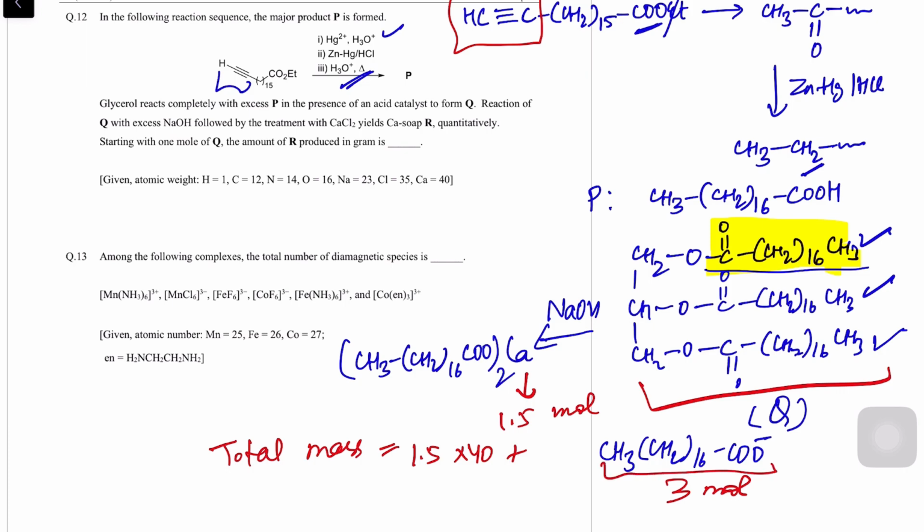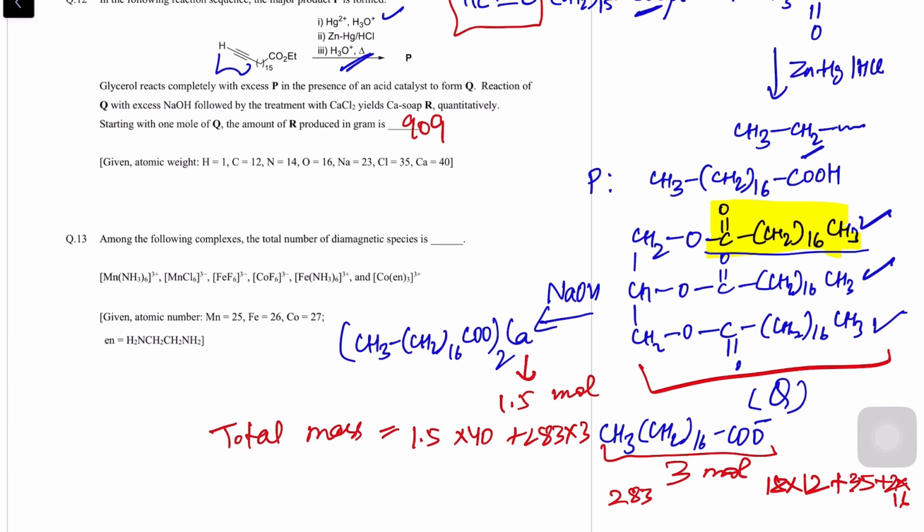There are 16, 17, 18 carbon, so 18 into 12, plus 16 into 2 plus 3, that is 35 hydrogen, and there are 2 oxygen, so 2 into 16. You can calculate that, that will come out to be 283. So 283 multiplied by 3. So that will come out to be 909. Indeed a lengthy question, but logic wise not very difficult. Yes, but lengthy question. Next question, to compensate, they gave an easy question.